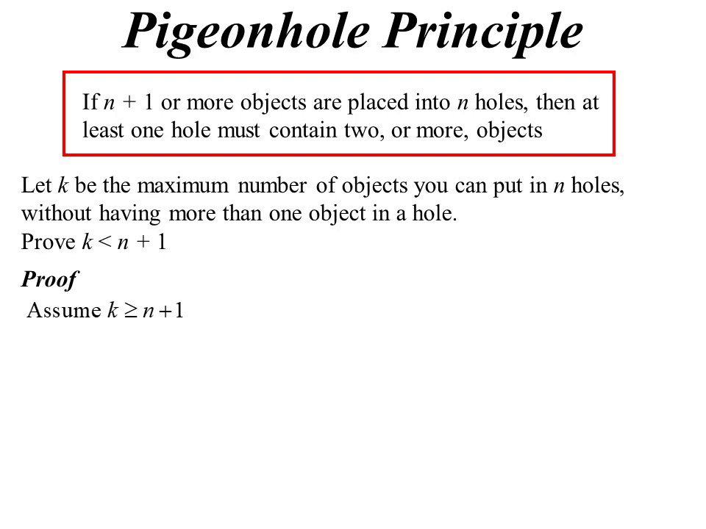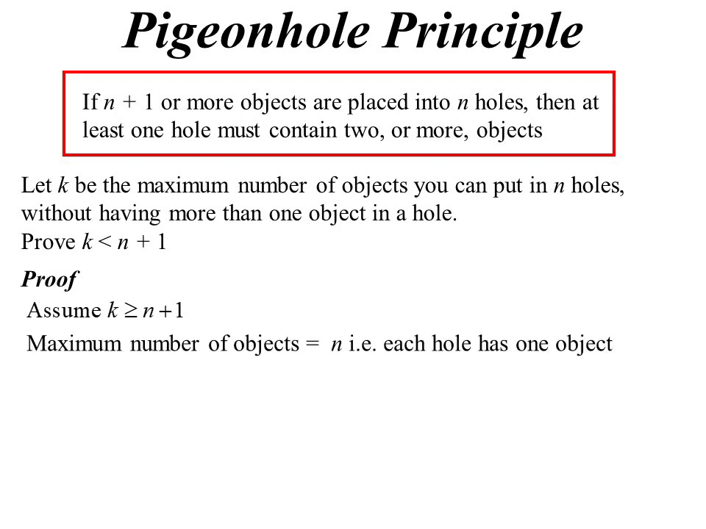The number of objects I have is greater than or equal to n plus 1. The maximum number of objects must be n. In other words, each hole would have one object. Remember we said we don't want to have more than one object in a hole. So therefore k has to be less than or equal to n. Yet we assumed k was greater than or equal to n plus 1. Well, that's a contradiction. So it's that proof by contradiction idea.